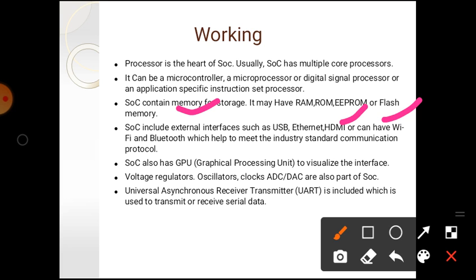SoC includes external interfaces such as USB, Ethernet, HDMI, or can have Wi-Fi and Bluetooth, which help to meet the industry standard communication protocol. Here the SoC has an external USB port to connect the Ethernet or HDMI cable, or we can connect using Wi-Fi or Bluetooth to meet the industrial application communication protocol.